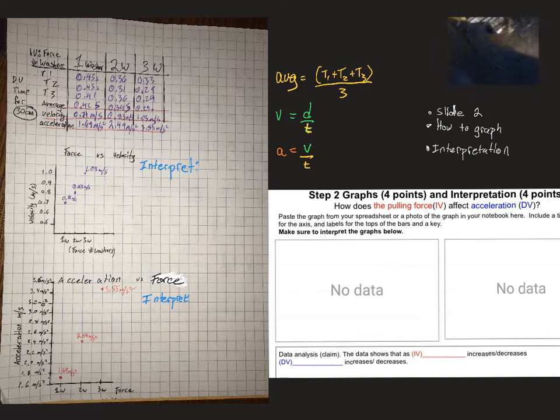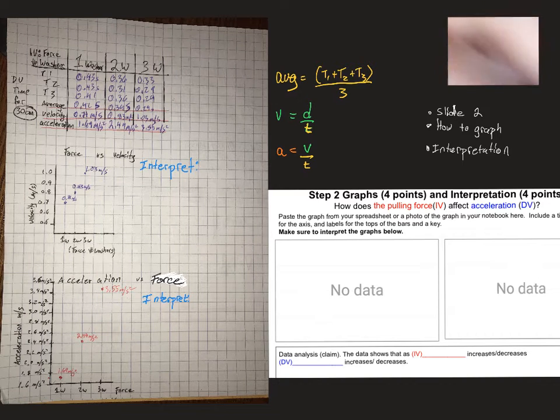So here we go. I collected my data and I've got my data table right here where I calculated my averages, velocity, and my acceleration for each level of force, 1 washer, 2 washers, and 3 washers. I have another video where I talk about how to do these calculations, but you can note that average is the sum of all 3 trials divided by 3. It's 3 because there were 3 trials. More trials, the same number of trials on the denominator.